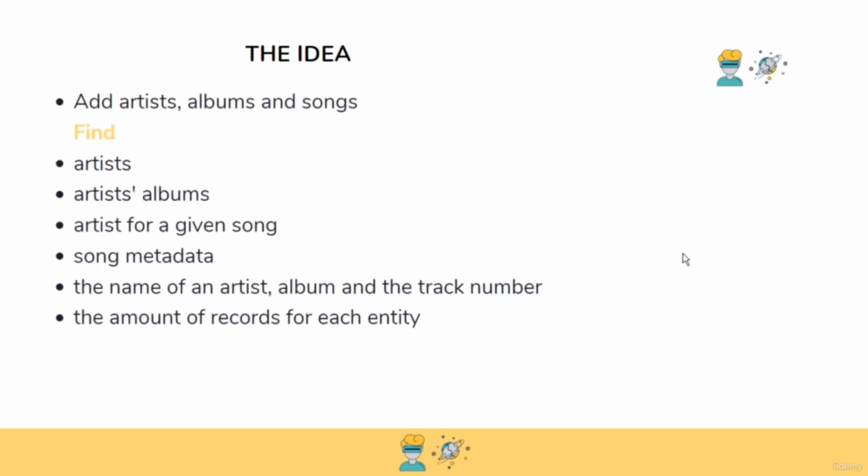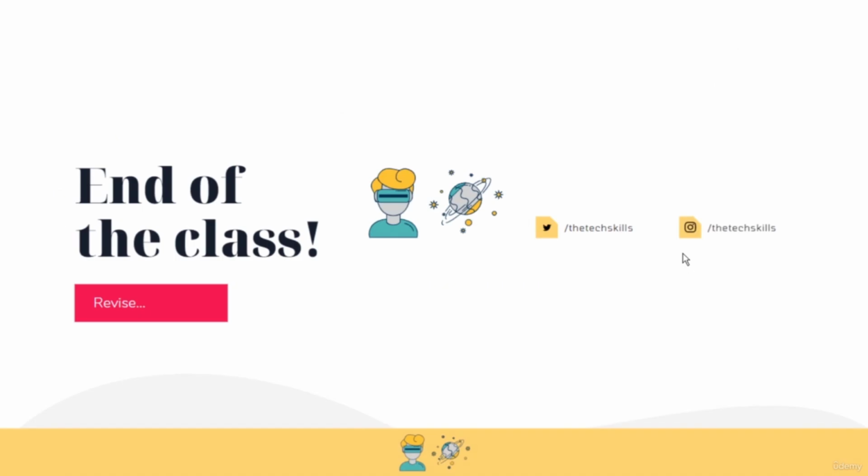Finally, but not the least, find the amount of records for each entity. This is the idea. This is the end of the class. Revise to understand if you don't. And let's move to the next lesson.